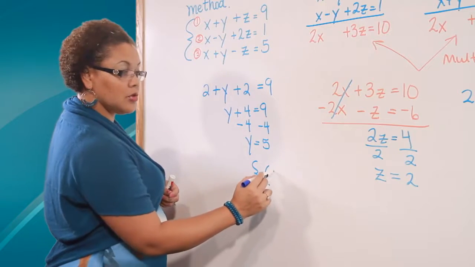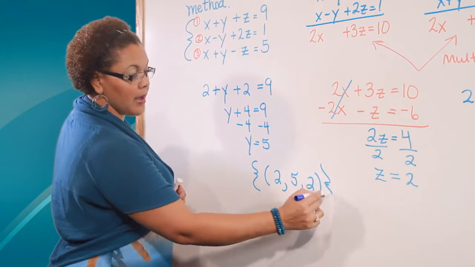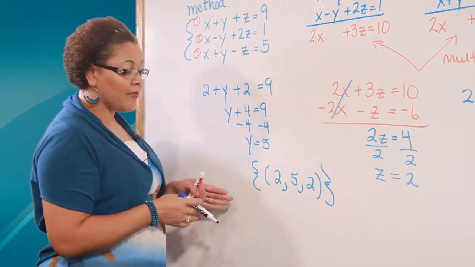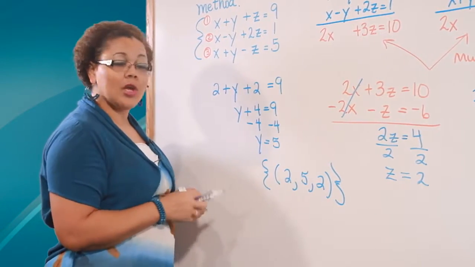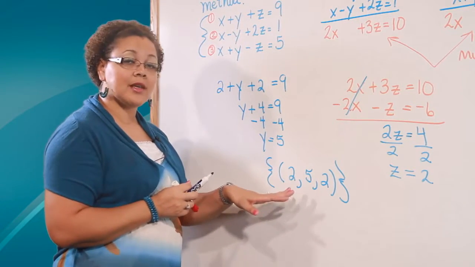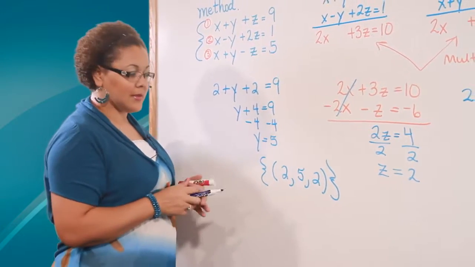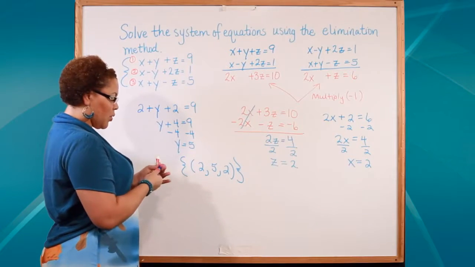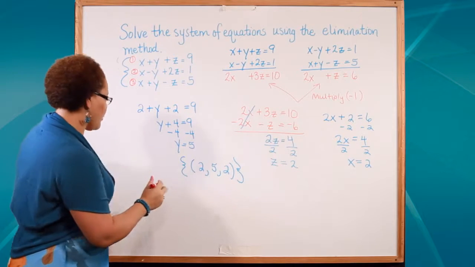So the solution that I have found for this system of equations using the elimination method is 2, 5, 2. But as you know, before we walk away from a system, what do we need to do? Yes, we need to check our solution, because this isn't a solution unless it gives me a true statement in all 3 of the equations of my system. So let's use the bottom of the board, and we are going to quickly check our solution in all 3 equations.